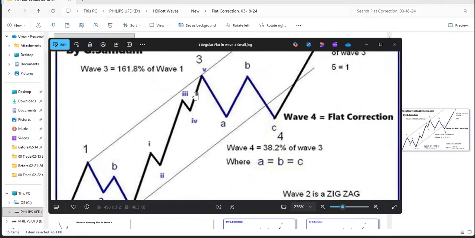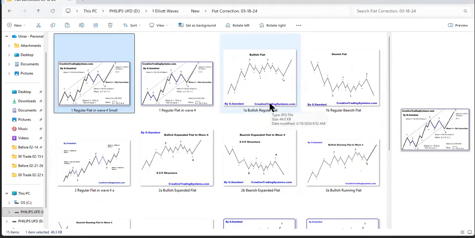After a big move, you have A equal B equal C, sideways completely. And after that, the price moves in the previous direction. That's a flat correction right there. And usually it happens in wave 4. Another example of that happening here, let me show you.